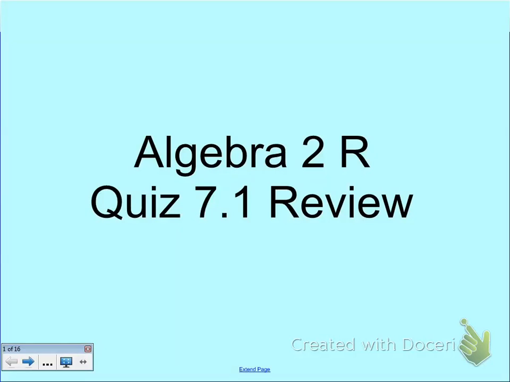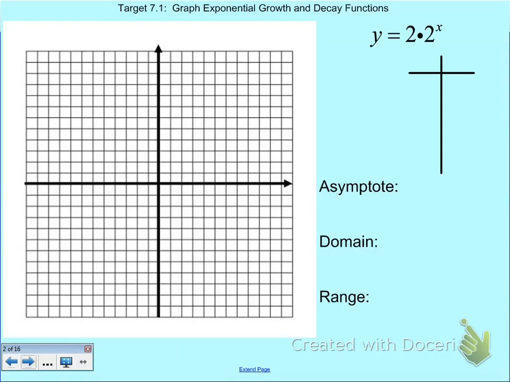This is our review for quiz 7.1. Hopefully I won't have to go as fast as I did in class today since we didn't get to all the problems. Okay, so we're going to have y equals 2 times 2 to the x power. Try this one on your own and then come back to see if you have the right answer. Here's a little hint to get started: plug it in your graphing calculator and go to the table.